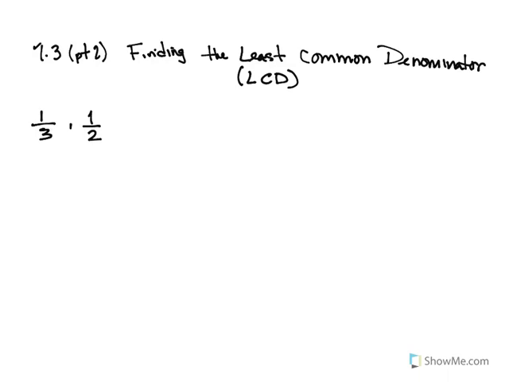Okay, so here we're on 7.3 part 2. The second part of 7.3 is where we have to find the least common denominator, or the LCD. Remember that in order for us to add or subtract fractions, there must be the same denominator. If they do not have the same denominator, you have to find a denominator that would be common to all fractions that are present in the problem.